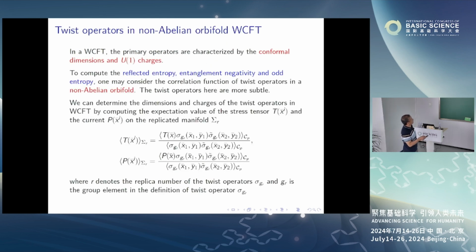Now for the twist operator, we try to work out the conformal dimension of the twist operator in this non-abelian orbifold warped CFT. So let me just introduce the basic idea.